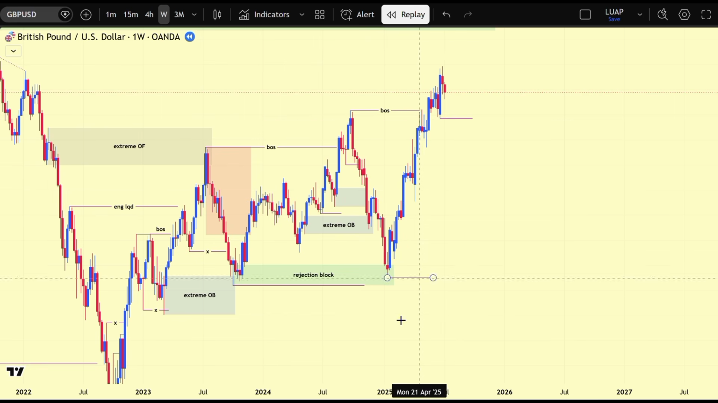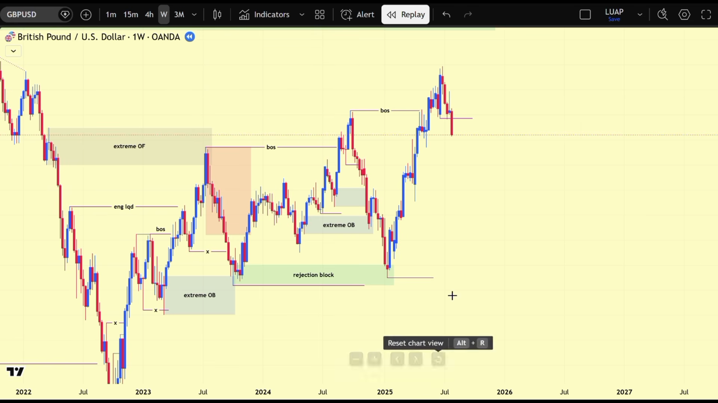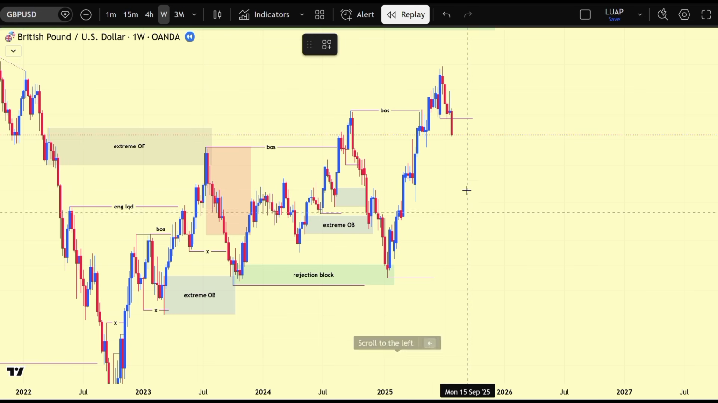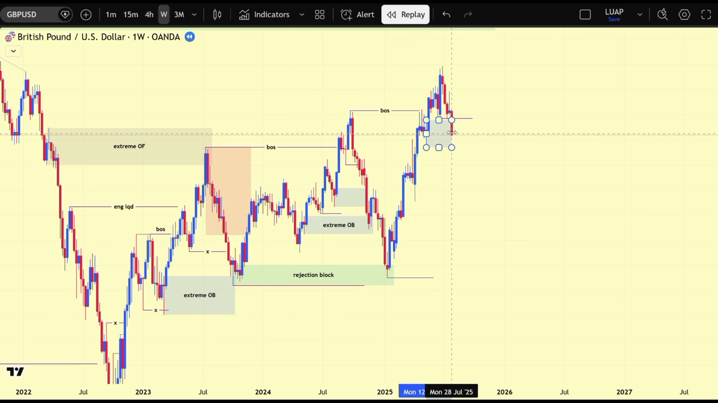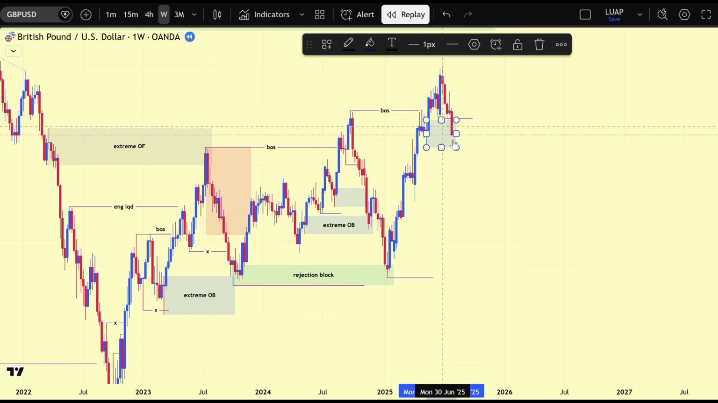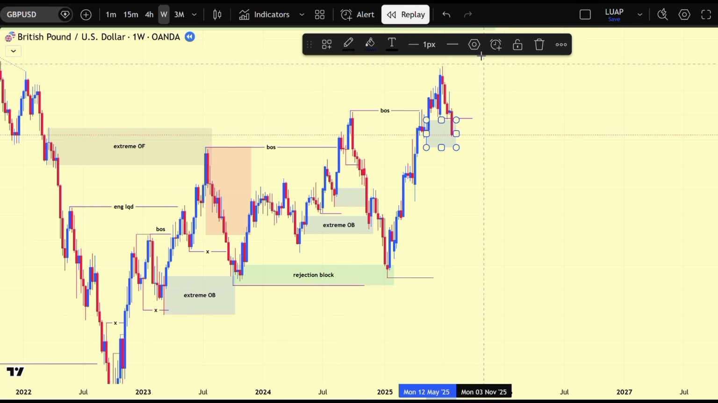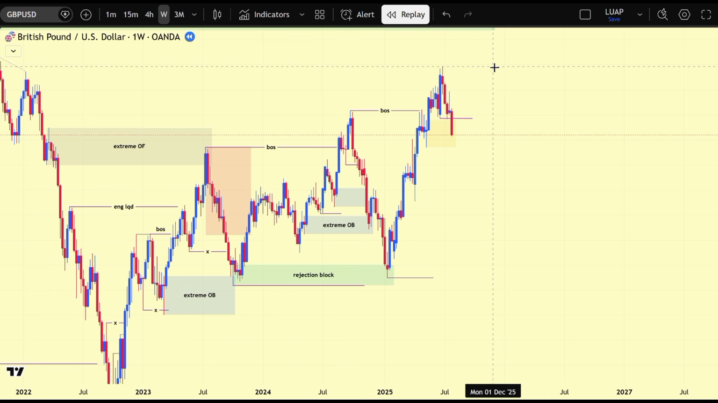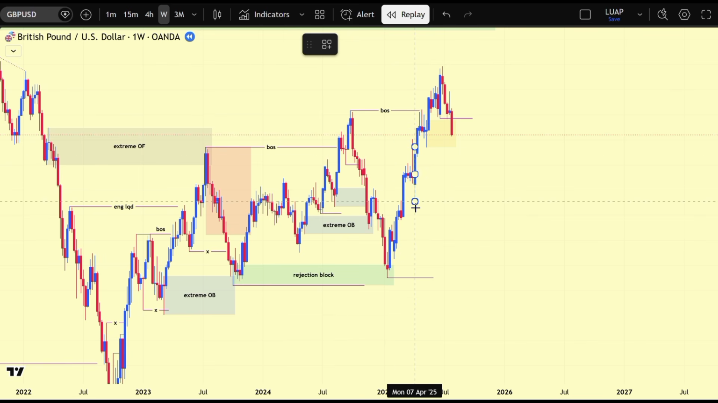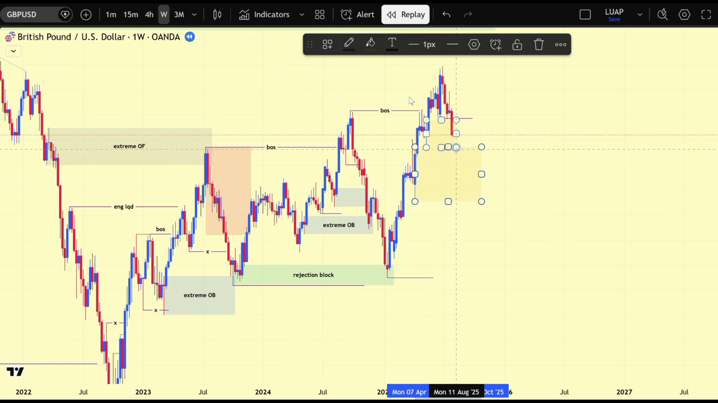So you can clearly see there, that's the inducement. Price has taken out the inducement, as you can clearly see. This here is a weak order block. Why a weak order block? It was created after the break of structure. So this means I'm not using it as a reliable reversal area. So in that case, I should only be focused on the decisional order block.